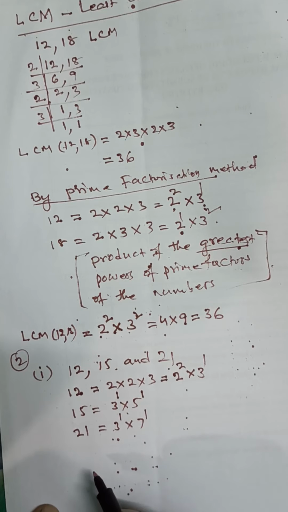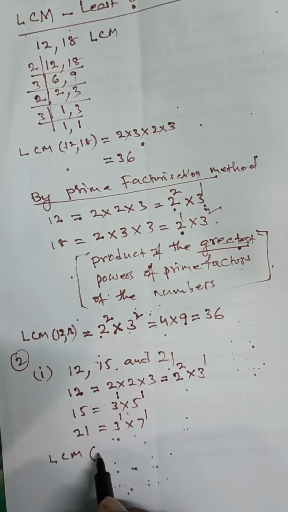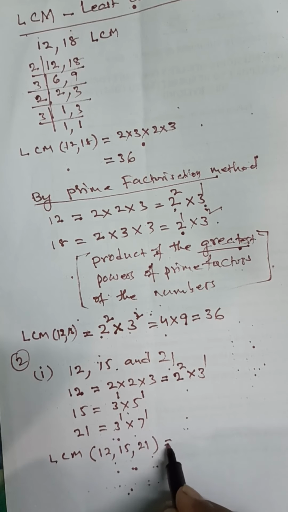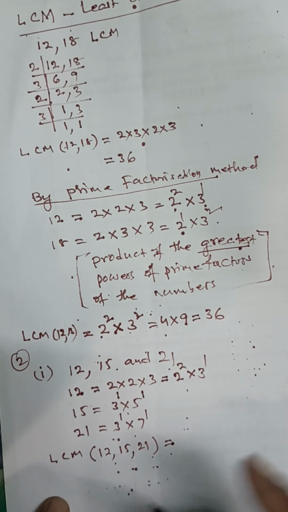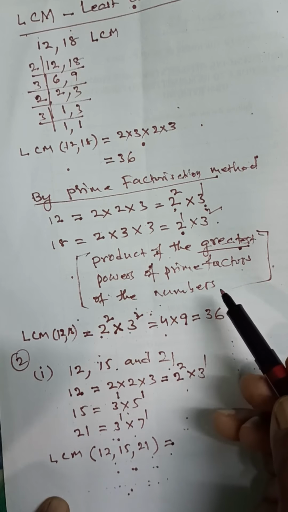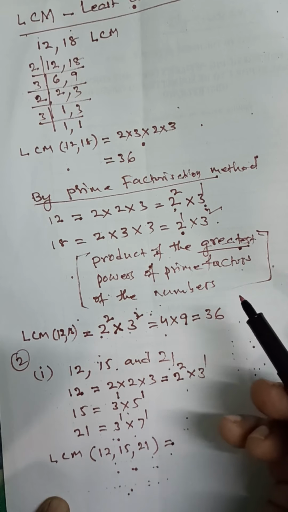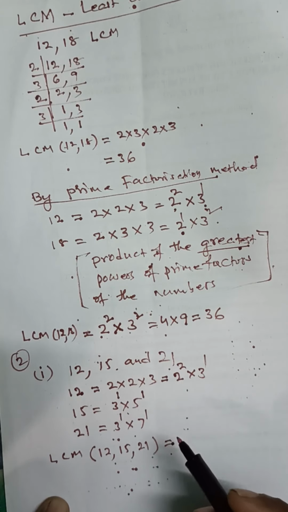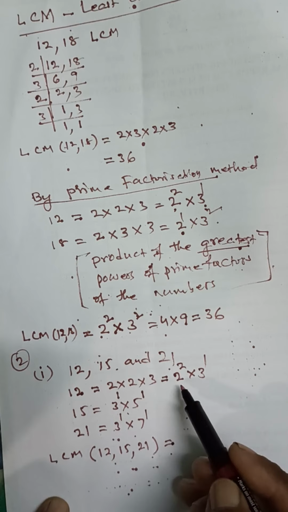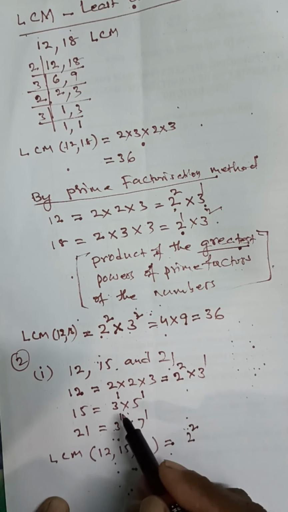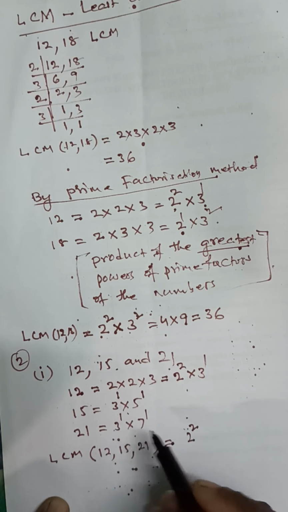So how do we find the LCM of 12, 15 and 21? The LCM is the product of the prime factors whose exponents are the greatest powers. The greatest power here is 2 square, and then 3 to the power of 1.